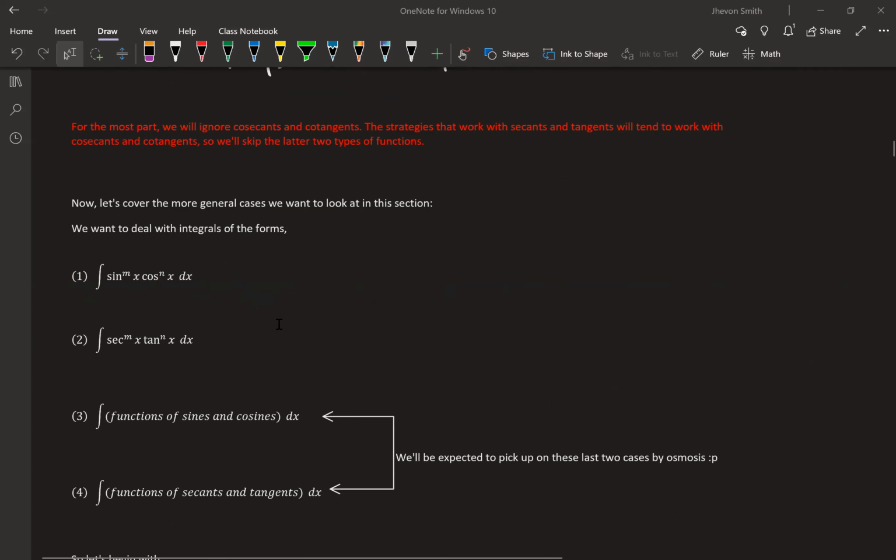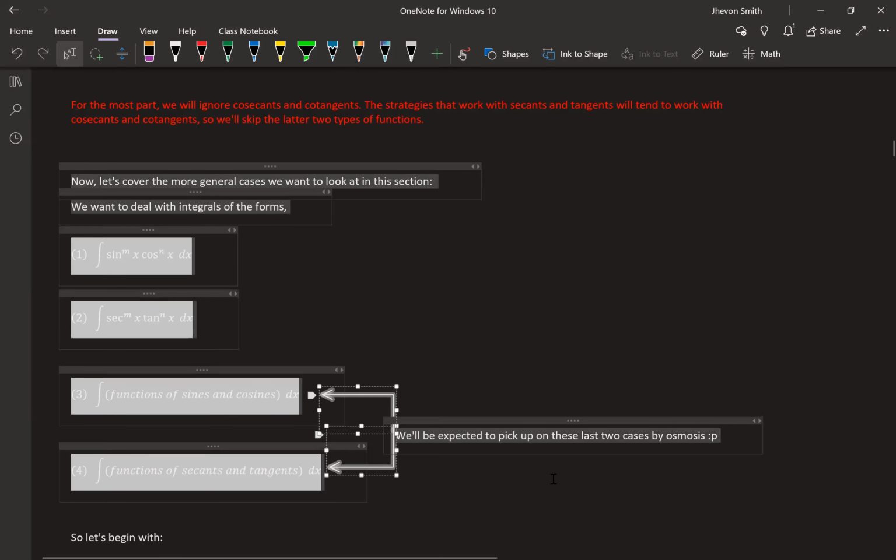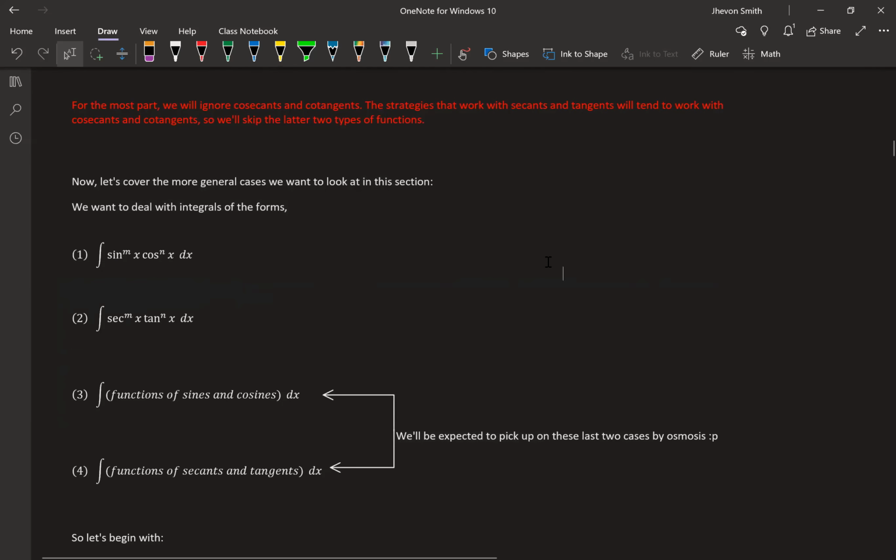So now we're going to cover trig integrals. In this section, they cover these cases here, so this is what we're going to go over. We're going to learn how to integrate products of sines and cosines, where the sines and cosines are raised to powers; products of secants and tangents, where the secants and tangents are raised to powers; and then random combinations of sines and cosines, and random combinations of secants and tangents.